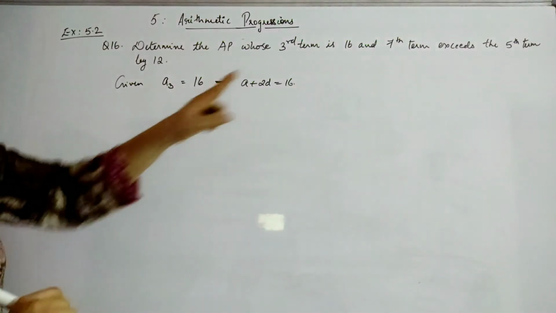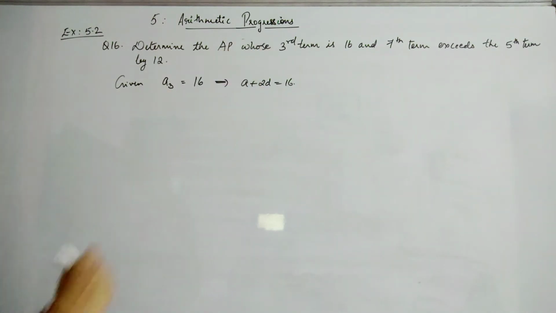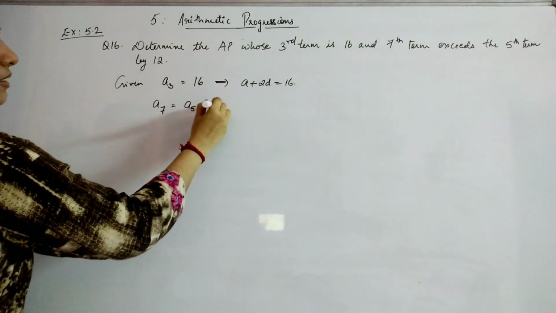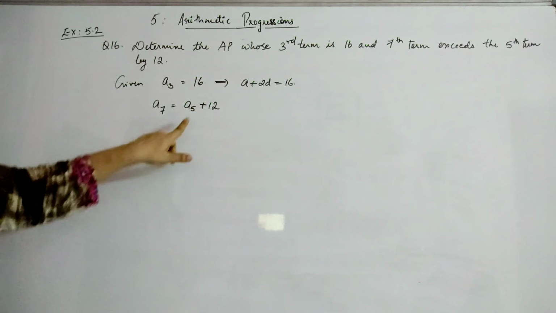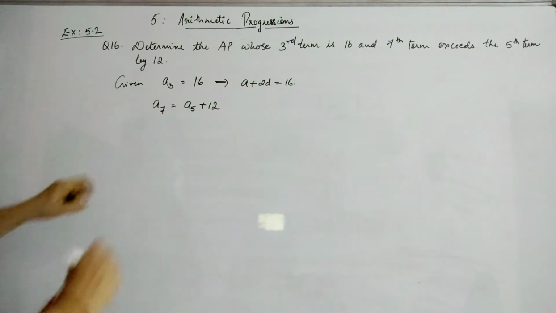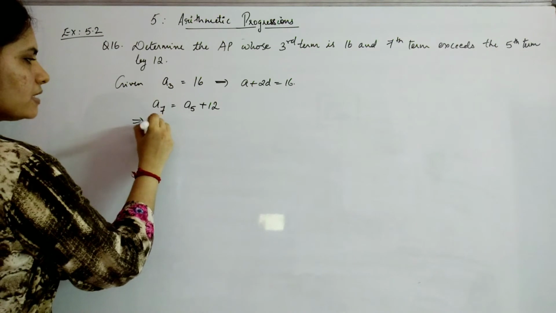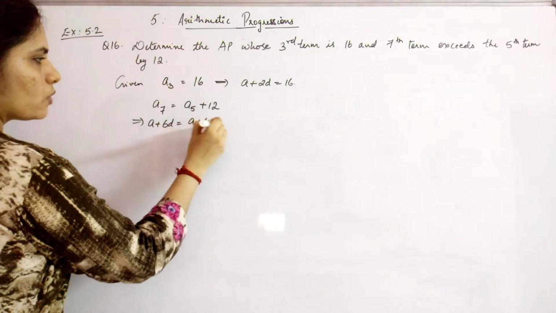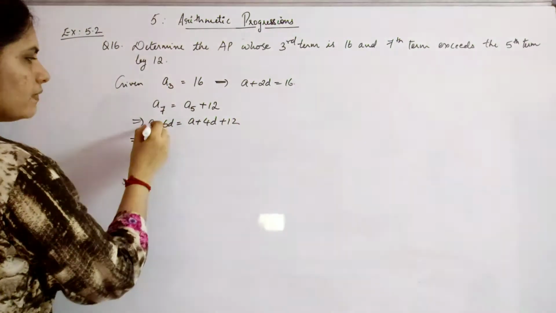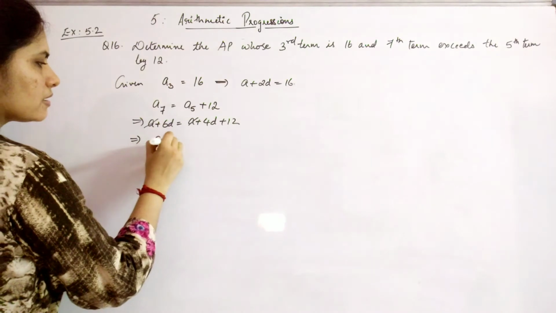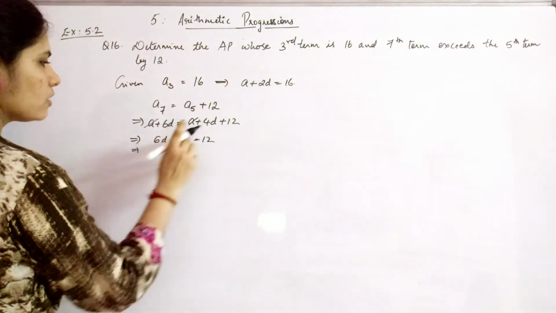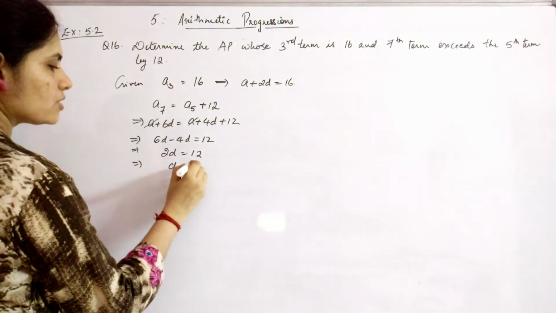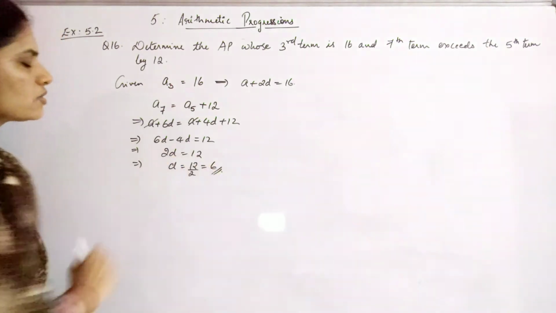Next thing which is given is that the seventh term exceeds the fifth term by 12. What do you mean by that? It means the seventh term is 12 more than the fifth term. Now we simplify this. A7, which is A plus 6D, is equal to A plus 4D plus 12. Now A will get cancelled and you will get 6D minus 4D equal to 12, or 2D is equal to 12, which gives D equal to 12 by 2, which is 6. So the common difference is found.